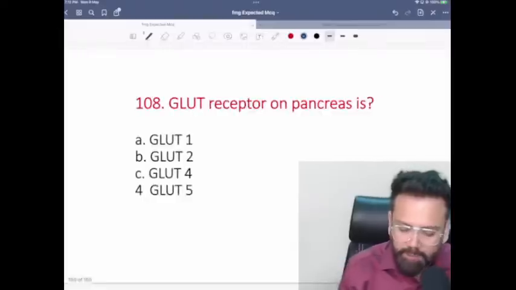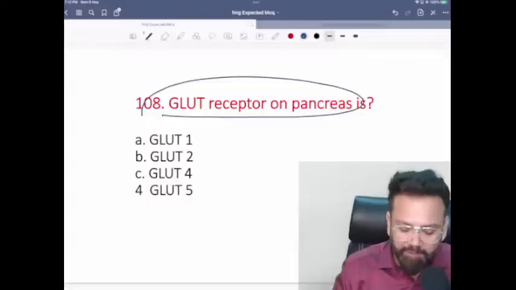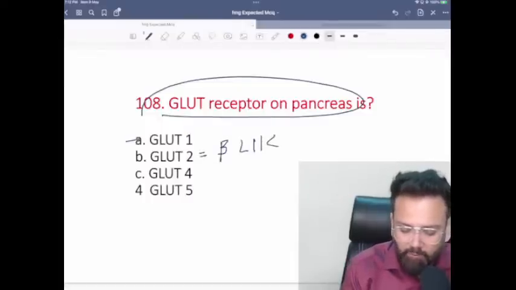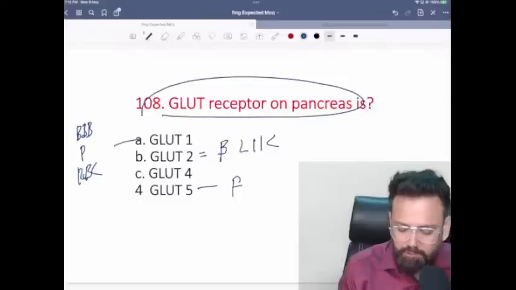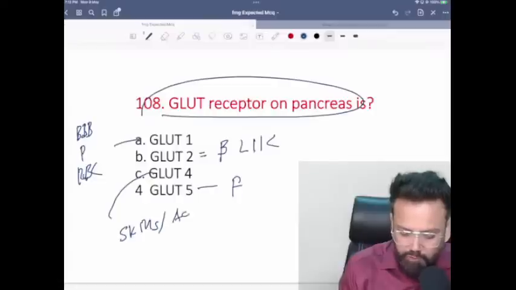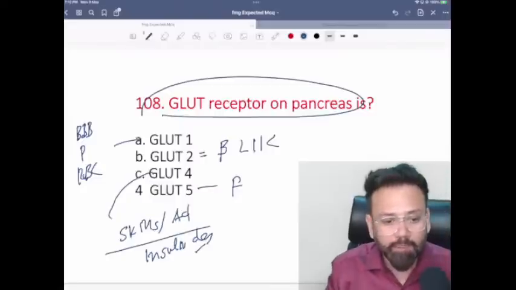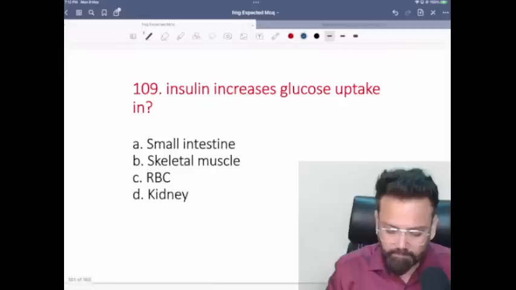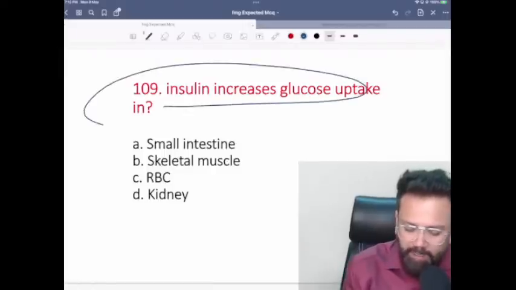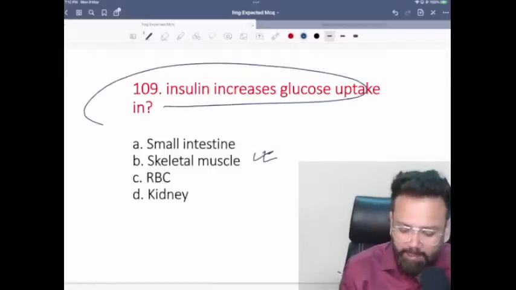Okay. GLUT receptor on the pancreas is, we have discussed, GLUT2 was present in the beta cell, liver, intestine and the kidney. GLUT1 was in the blood-brain barrier, placenta, RBC. GLUT5 was for fructose. GLUT4 was for skeletal muscle and adipose tissue. It is the only GLUT that is insulin dependent. So many times GLUT and SGLT is asked. Insulin increases glucose uptake in where? Skeletal muscle and heart and adipose tissue.